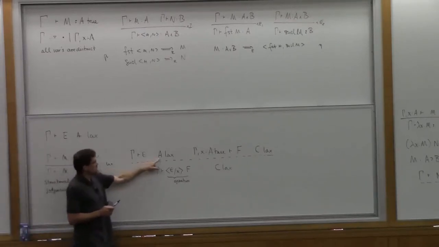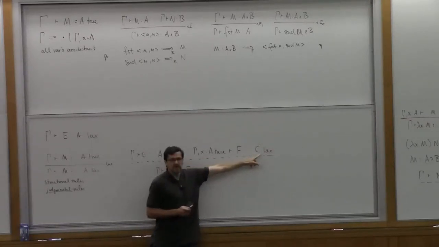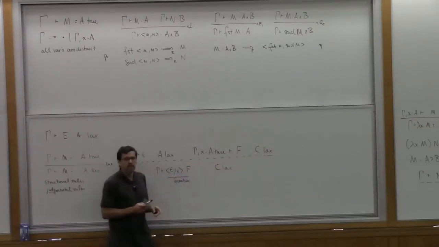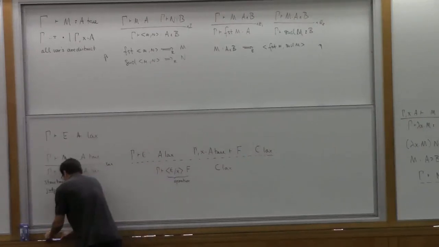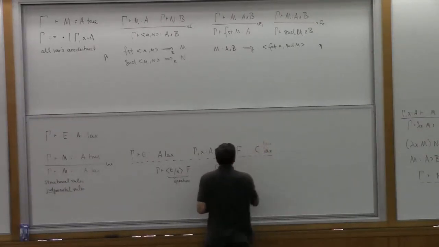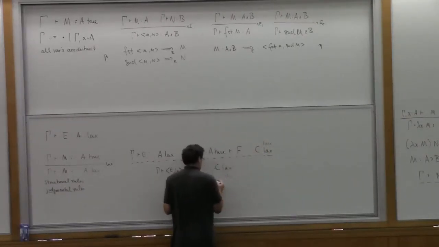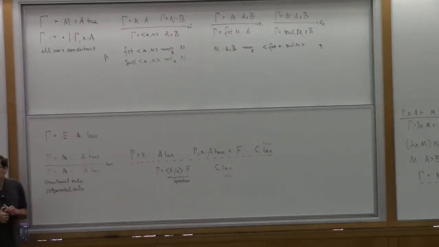This says if A is lax, I'm allowed to assume that A is true, but only in the context of another computation. So why would it be wrong if I allowed this thing here to be true? Why would that be wrong?